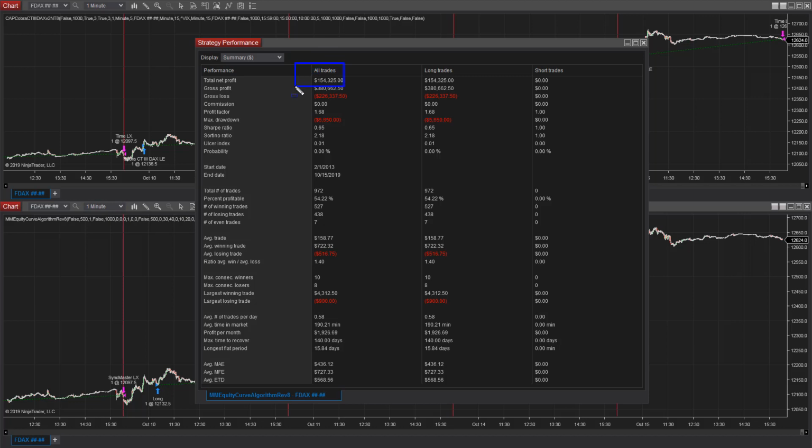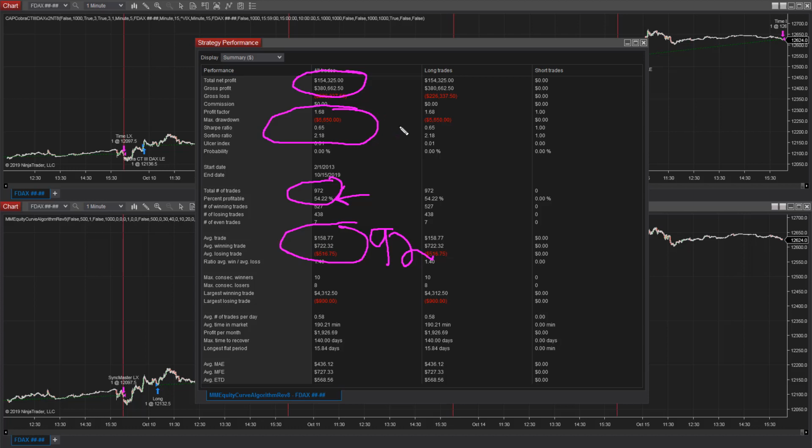You see 154,250, and 154,325, 972 trades, so there are fewer trades. The percentage of profitability goes up just a little bit. I'm not as concerned about that, 51 to 54%. And the average trade profit is 158 versus 92. But the big number that we're looking at here is 5,650 drawdown.